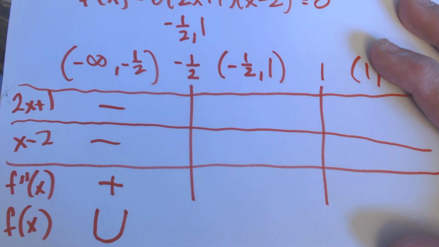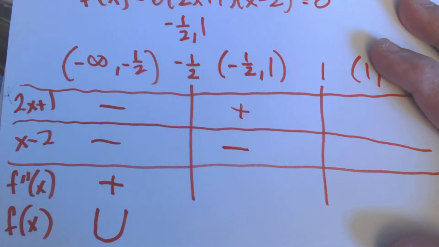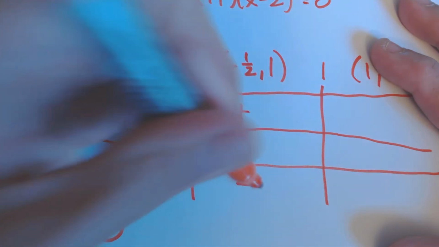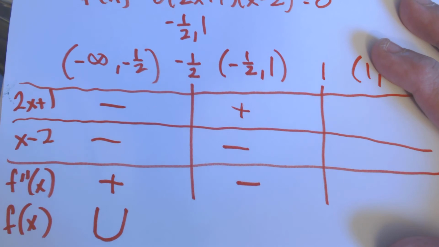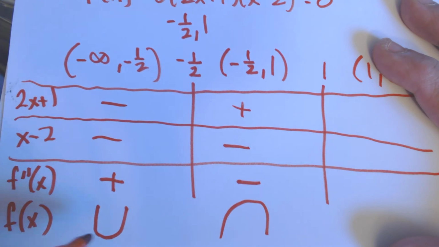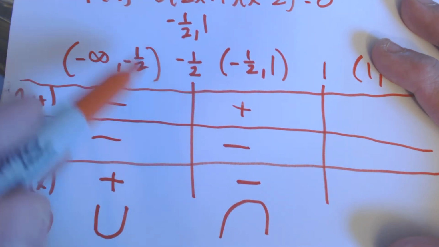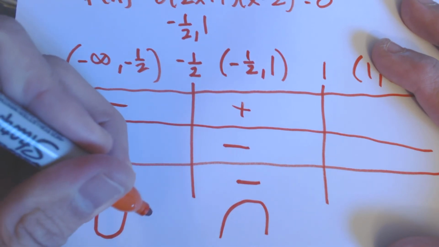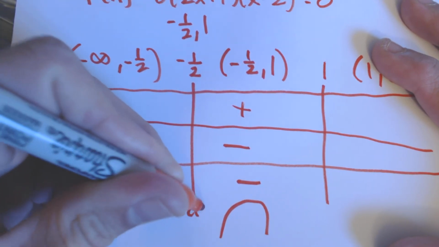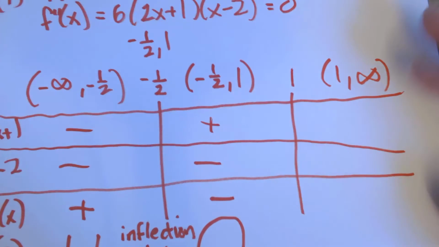Alright, let's look at the second interval between negative 1/2 and 1. So let's plug in 0. 0 here will give us a positive value. 0 here will give us a negative value. And so the second derivative will be negative. And because it's negative, the function will be concave down in that interval. Essentially the concavity is changing as the function crosses the value negative 1/2, and so this is going to be an inflection point. Negative 1/2 is an inflection point.